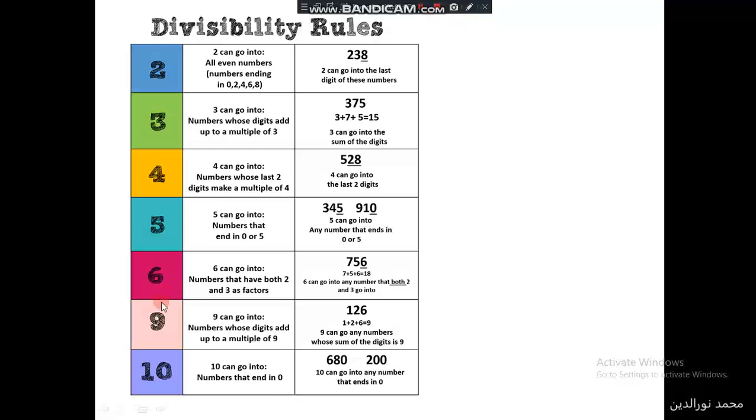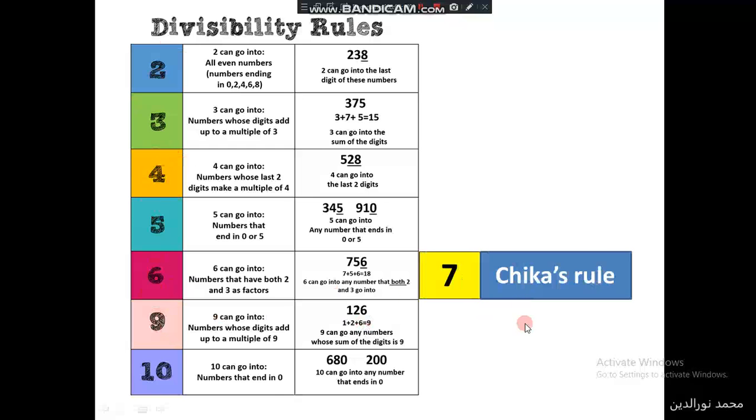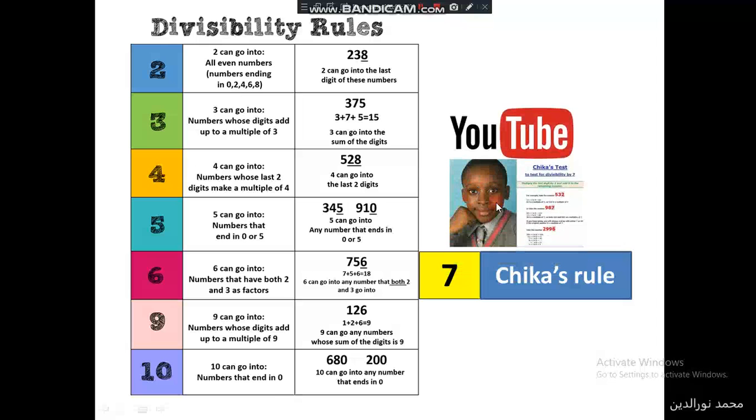And there is a rule for divisibility by 8. A number is divisible by 8 if it's divisible by 2 and 4 at the same time. What about 7? Yes, there is a rule, which is Chica's rule. Go to YouTube and check what Chica's rule is.